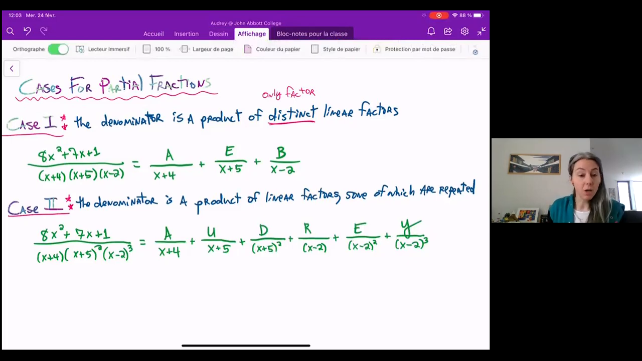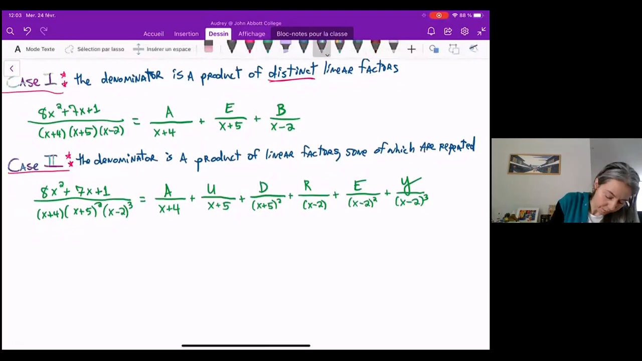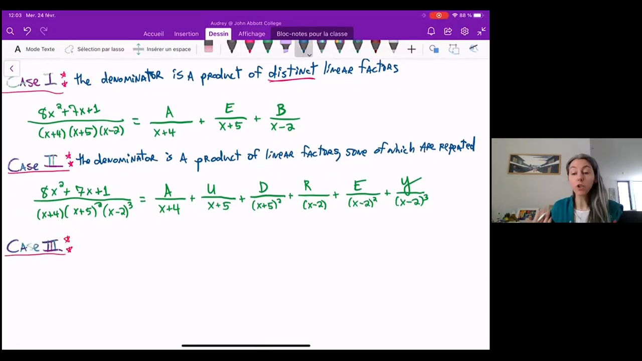The time when we might not have a constant in the numerator is case 3. My case 3 here would be if I have a quadratic factor in the denominator. And those quadratic factors will be distinct, so only occurring one time. The denominator contains distinct, irreducible quadratic factors. If you can factor them, then we can turn it into case 1 or case 2.